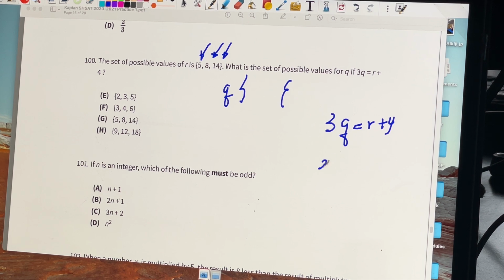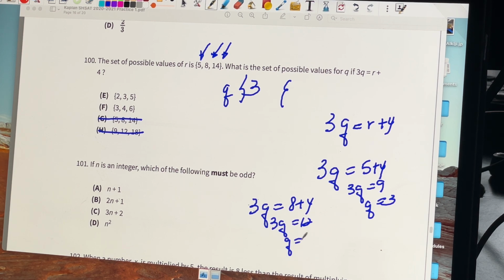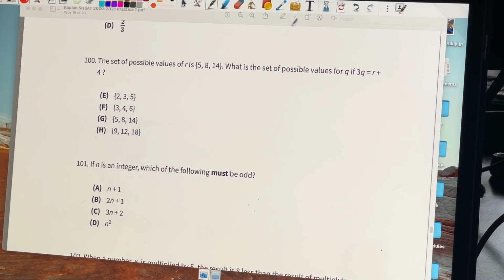So let's do 5. So 3Q equals 5 plus 4, 3Q equals 9, and Q equals 3. So one value for Q is 3. So you can already cross this one out and this one out because 3 is not there. So let's do 8. 3Q equals 8 plus 4, 3Q equals 12, and Q equals 4. So we already know that F is the answer because E doesn't have a 4. Right, pretty straightforward.